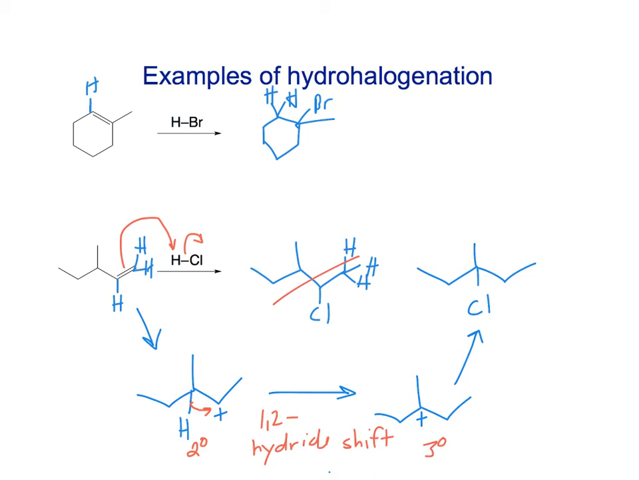All right, this is the same kind of rearrangement we saw during dehydration reactions. And so this is something that you have to watch out for. Remember that whenever we form a carbocation, it can possibly rearrange if it can generate a more stable carbocation.